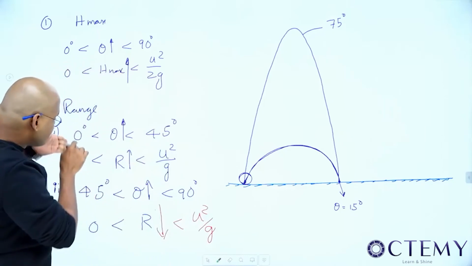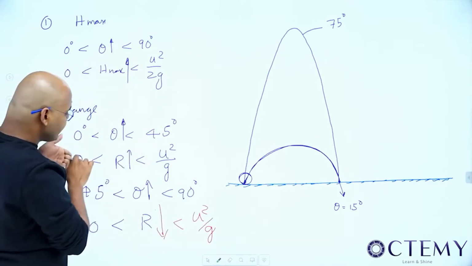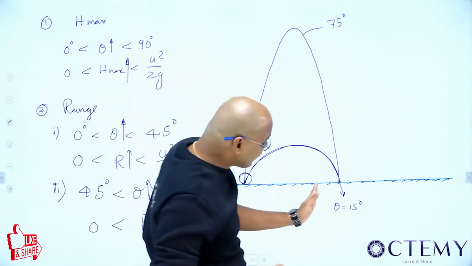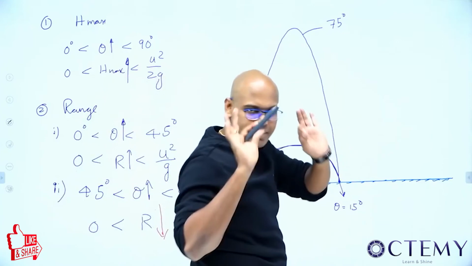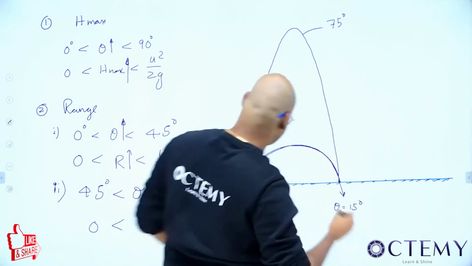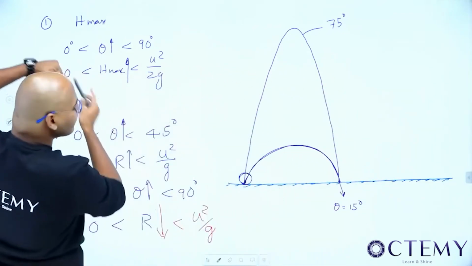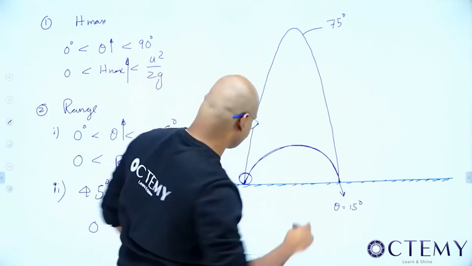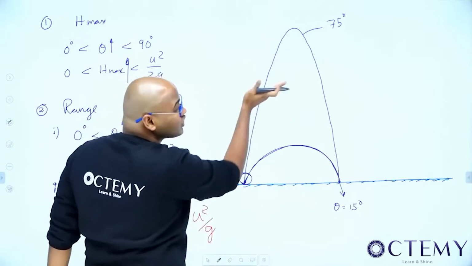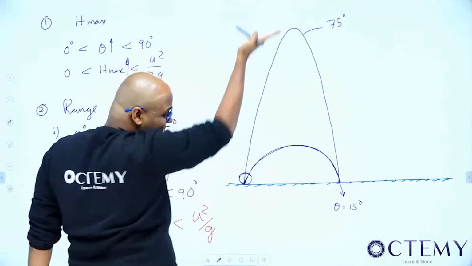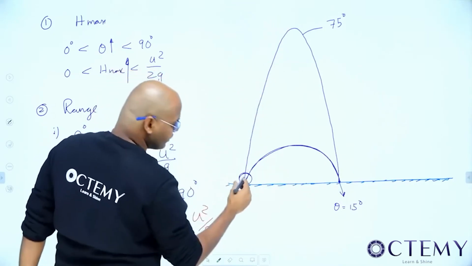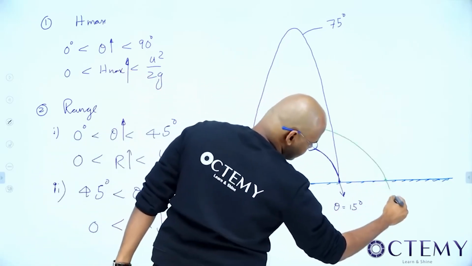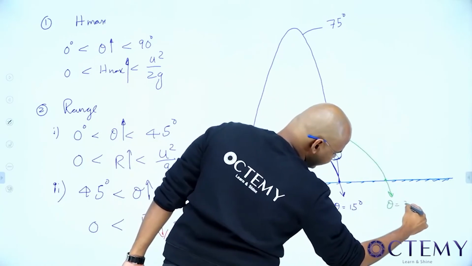See, as you are increasing from 0 to 45, range will increase from 0 to u square by g. So if it is 30 degrees, it will be having a range more than this. For the same initial velocity, it will be having a range more than this. And what about maximum height? If you increase the angle, maximum height will increase. So maximum height will increase, range will increase. But 30 is not beyond 75. So the maximum height will be definitely less than this, but greater than 15. So it will be something like this. This is when theta equal to 30 degrees.